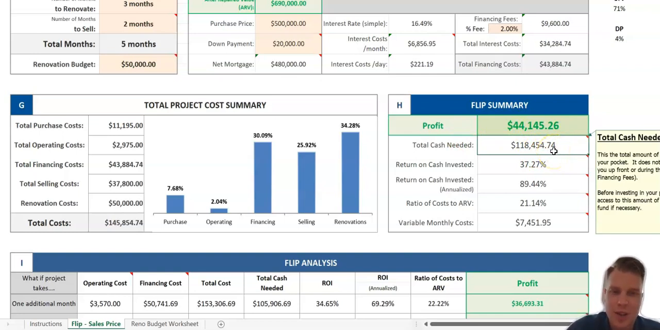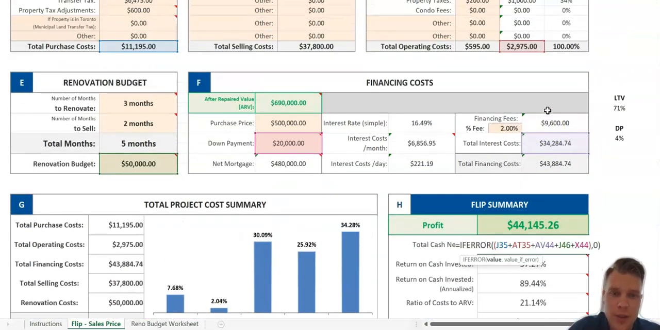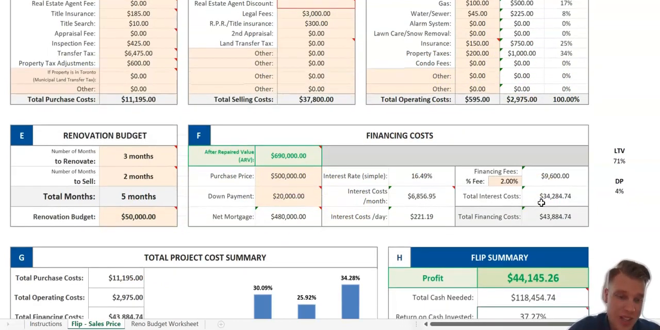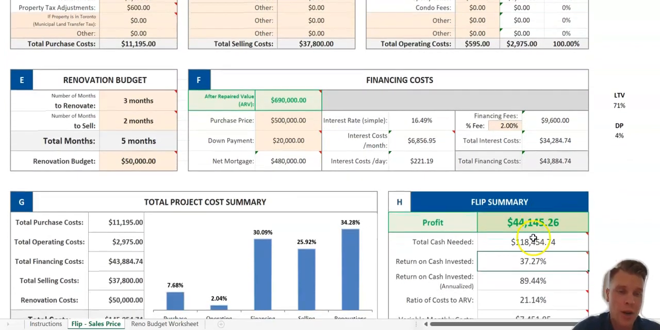Now, I know you're probably thinking, Ryan, you're putting 20 grand down, you're putting $50,000 in for renovations. How are you getting to this $118,000 number? So we need to verify proof of funds that the borrower has enough money to close the property. They have enough for operating costs for 5 months. They have enough for renos, down payment, and mortgage payments for 5 months. So that's how we get to that total cash needed number of $118,000.